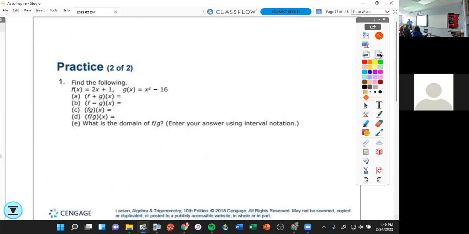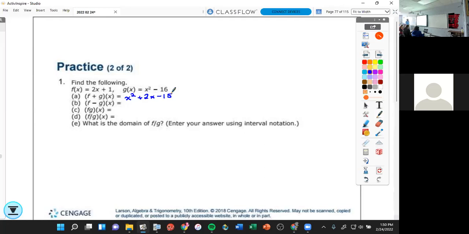So this one says find f plus g of x. So add those together, I get x squared plus 2x minus 15. Y'all good with that? Those that are paying attention to this. If you're not, that's cool. If you're working on your homework, that's fine.